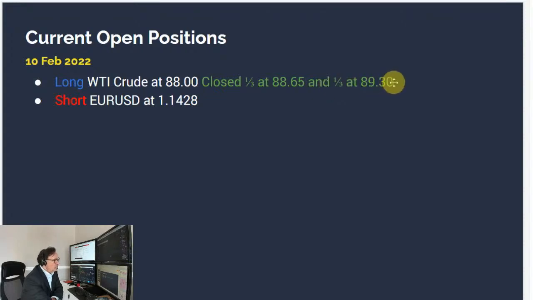Now, for those of you who know what I did yesterday, that was basically set up the day before. You know I'm looking for 93, the ultimate take profit level, but I was telling you that I'll be taking partial profits as we go along. So I'll show you that now.